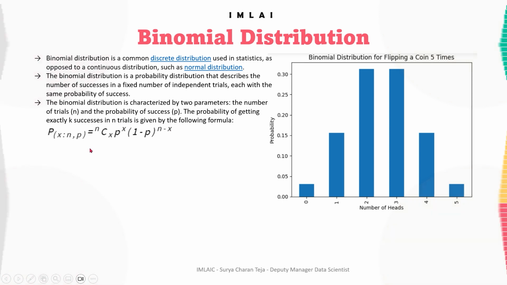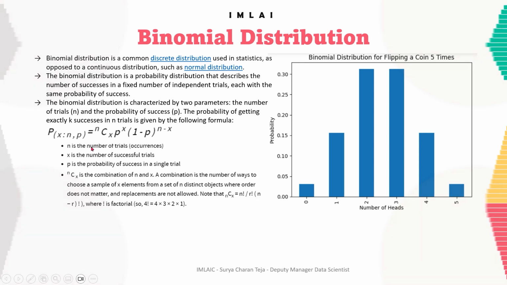Okay, so now let's see the respective terms that designate. So n is the number of trials, or you can say the number of occurrences, and x is the number of successful trials. And p is the probability of success in a single trial, and q we did not use here. So normally 1 minus p can be called q.